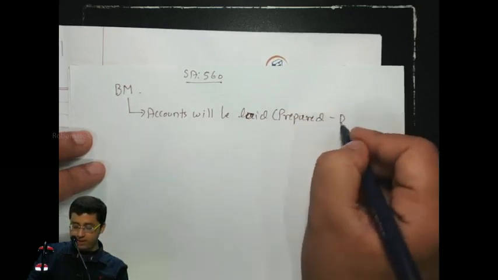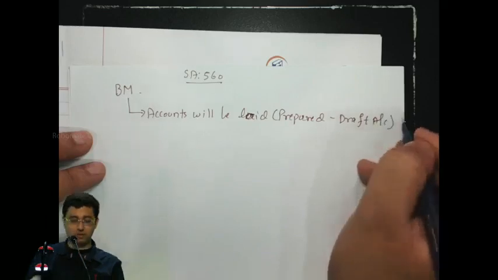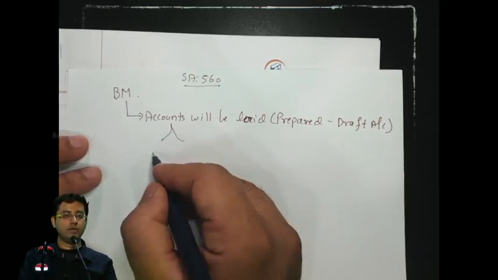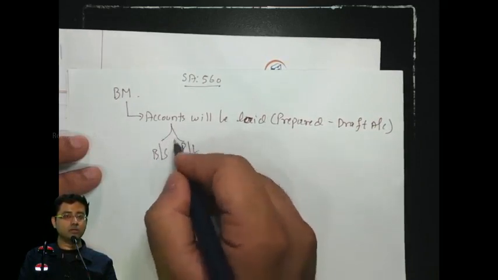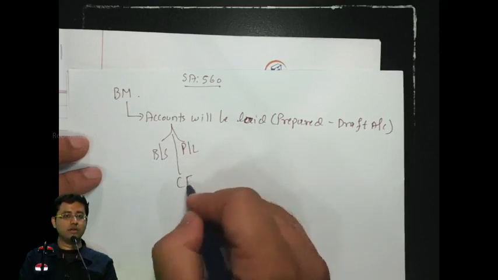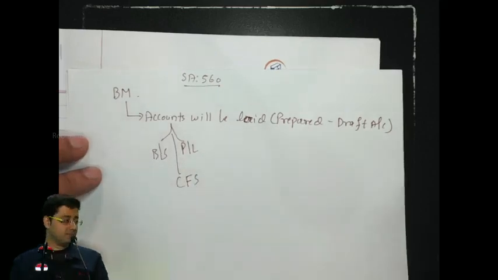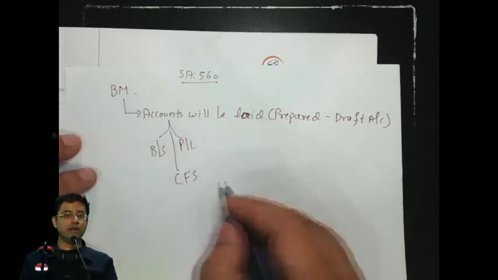They are not final. Why am I calling them draft? Because they are not yet final. So accounts are laid. Sir, what do you mean by accounts? Accounts means you will lay down the balance sheet, the profit and loss account, and if there is a cash flow statement. Of course, as per the new Companies Act, it is essential to prepare a cash flow statement also, which we have already discussed. So in the board meeting, accounts will be laid.